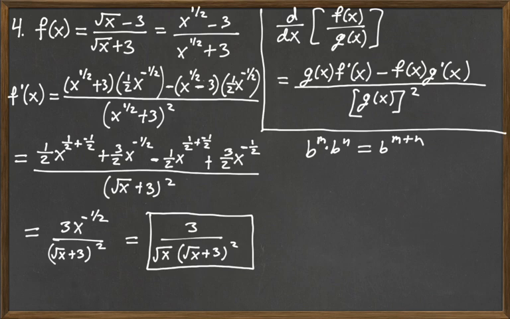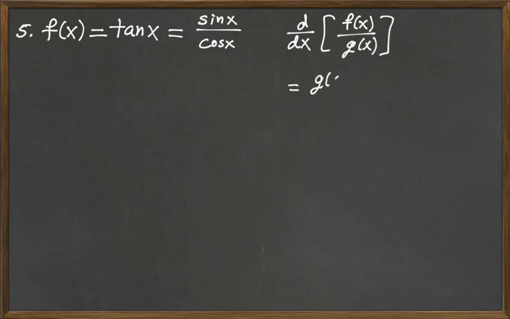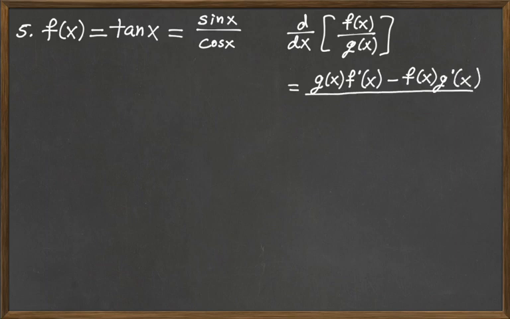All right, one more here. And I know there's a rule for the derivative of tangent, and this is how we get the rule. Okay, tangent is defined to be the sine over the cosine. Okay, and then we'll just put up the derivative formula for quotient again. So derivative quotient is low d high minus high d low all over low squared.